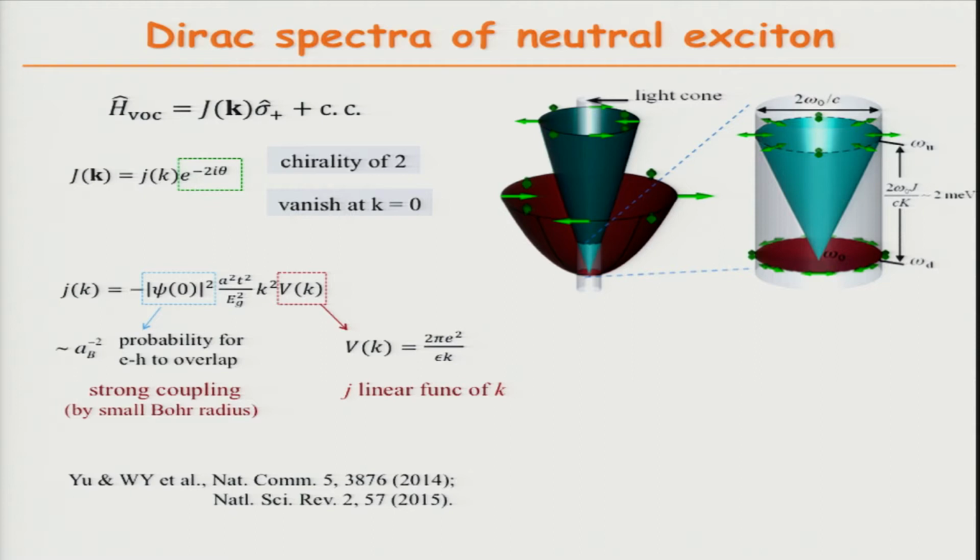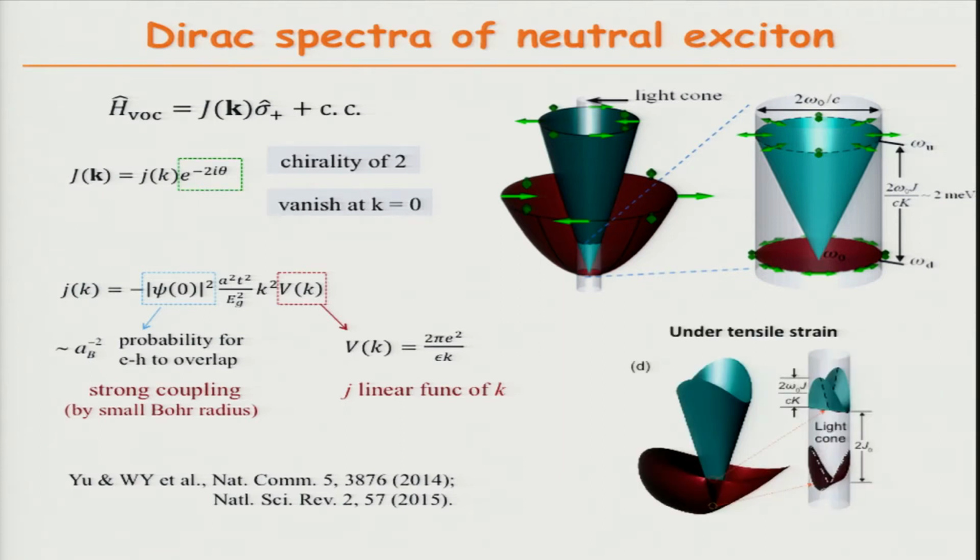So if you focus on the light cone, that's the region where exciton can be coupled to photon and become bright. That's what it looks like. A sharp cone and a rather flat, very massive one, a massless branch and a massive branch. And using strain, you can further split this touching point of chirality 2 into two touching points of chirality 1 each.